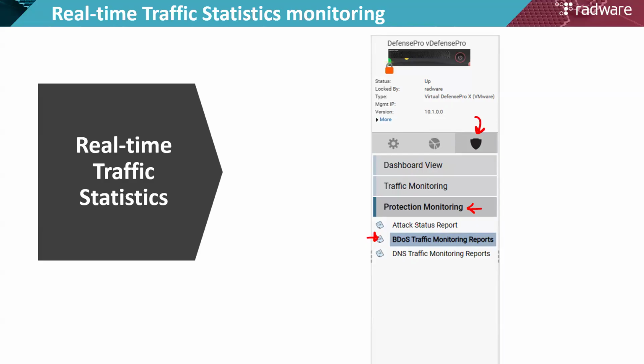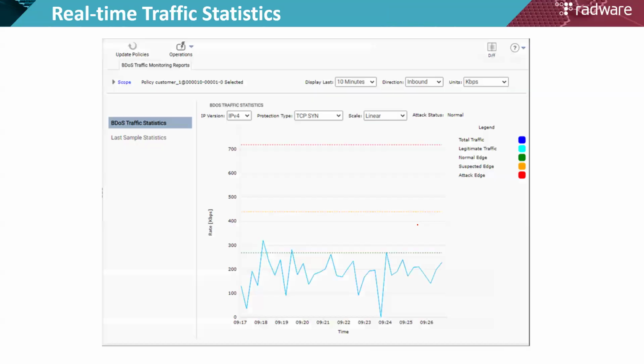Under the BDoS traffic monitoring reports, you can visualize the traffic statistics of the learned parameters. This is what you will see. So this is your statistics. This is the legitimate traffic that is learned during peacetime. And this is the real-time traffic statistics, or the real-time legitimate traffic that you're receiving. And these are the three edges: normal, suspect, and attack edges. This is created based on the bandwidth that you set, but this is the legitimate traffic.